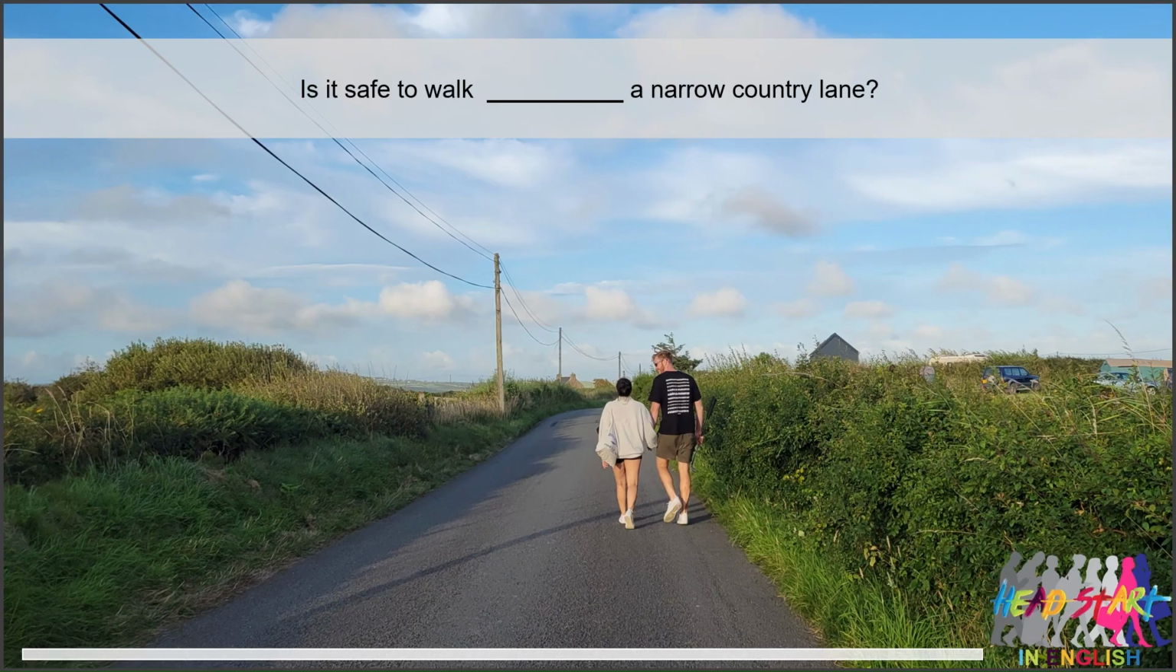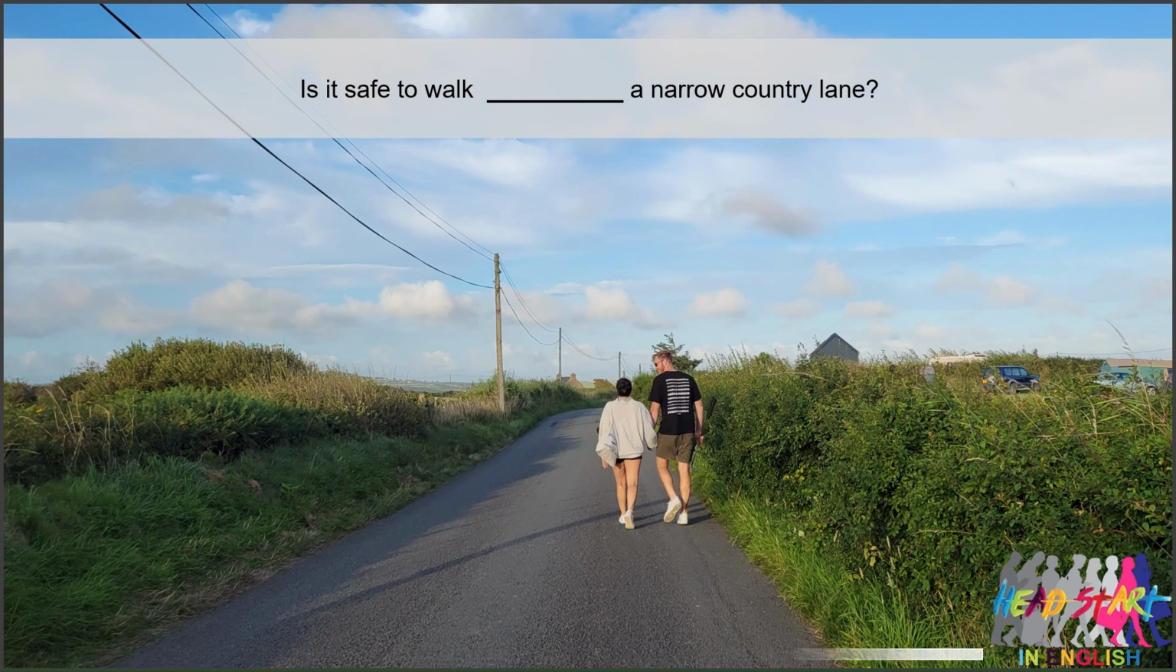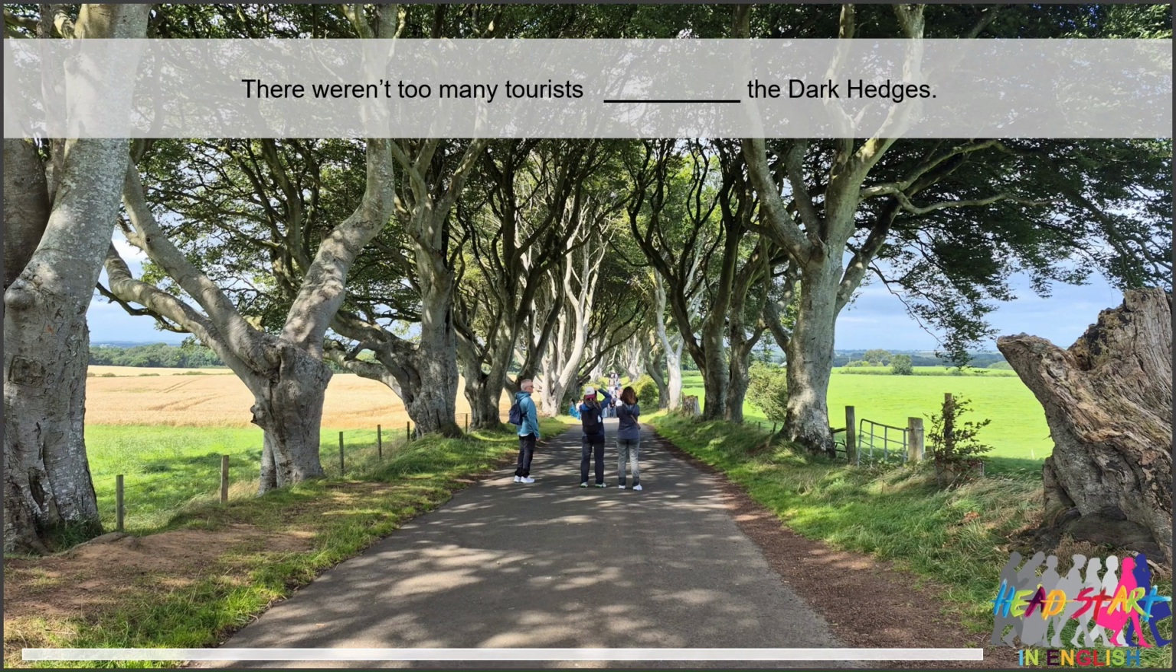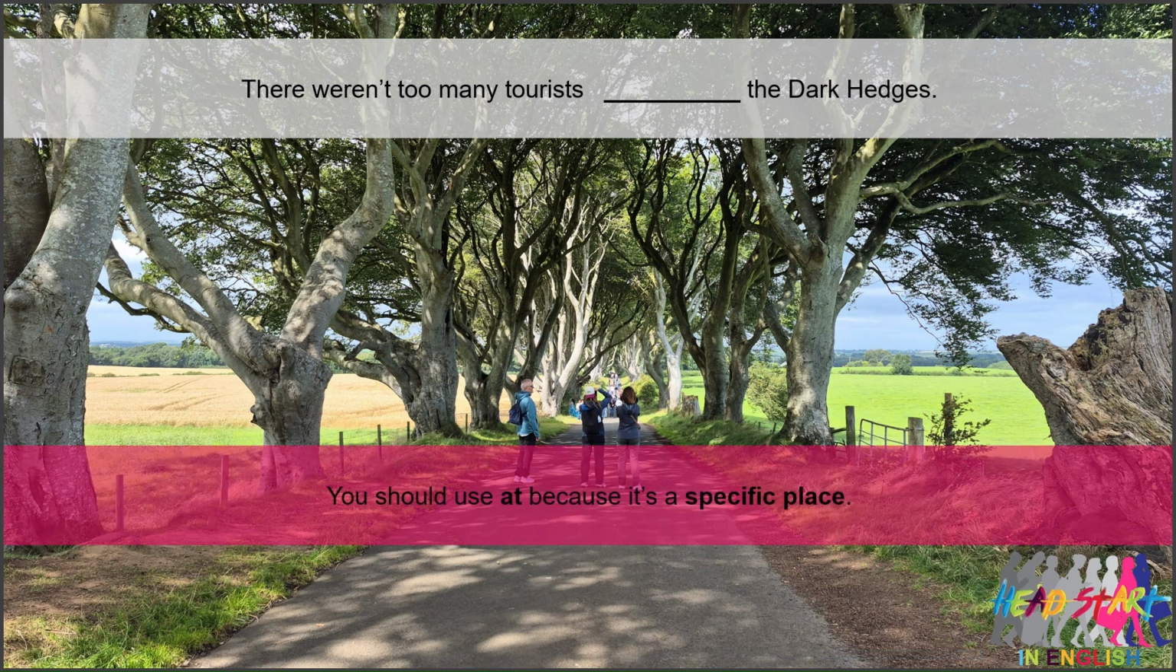Is it safe to walk something a narrow country lane? Is it safe to walk on a narrow country lane? Look at the shape of the lane here. Look at the shape of the road. It's linear. And when something is a linear place, we use the preposition on. There weren't too many tourists something the dark hedges. There weren't too many tourists at the dark hedges. The dark hedges is a unique and very specific place, therefore we use at.